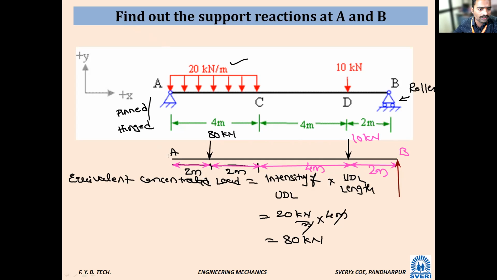Next, for the A support, which type of support is it? Hinged support. How many reactions are there? Two. One is vertical upward and one is horizontal. Okay, so you can give the naming for this one. So this is HA and this is VA. This is VB. Is it clear, everyone? Yes, sir.